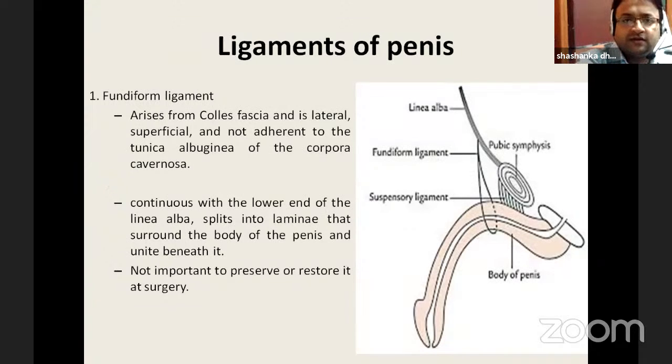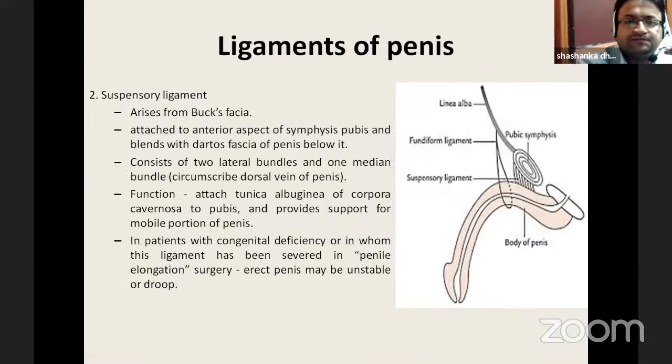Ligaments of the penis. There's a fundiform ligament, like a hammock. It arises from the Colles fascia and is lateral, superficial, and not adherent to the tunica albuginea of the corpora cavernosa. It is continuous with the lower end of the linea alba, the midline structure in the abdominal wall. It splits into laminae that surround the body of the penis and unite beneath it. So it's like a hammock. It is not important to preserve this structure at surgery.